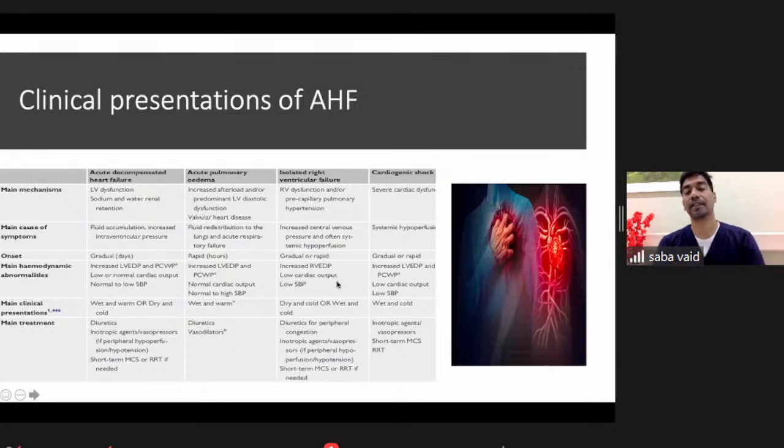And the last category is cardiogenic shock, where there is profound systemic hypoperfusion. These patients are very difficult to treat because they are both wet and cold, which means there is failure relating to congestion, whereas there is pulmonary edema or peripheral edema, and also failure of perfusion, where the end organs are not perfused well.